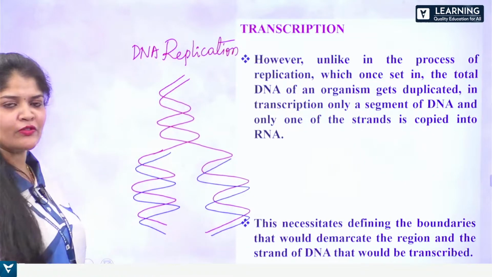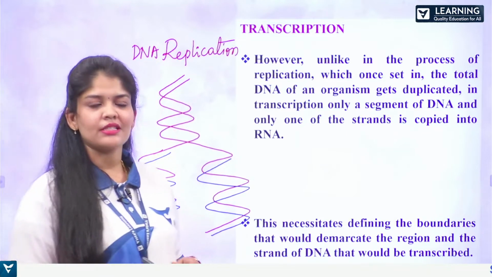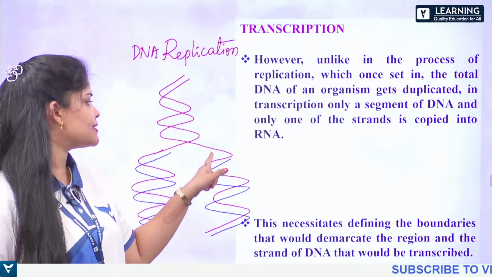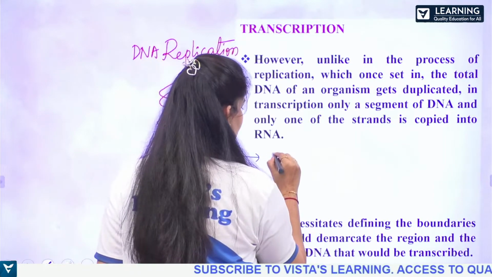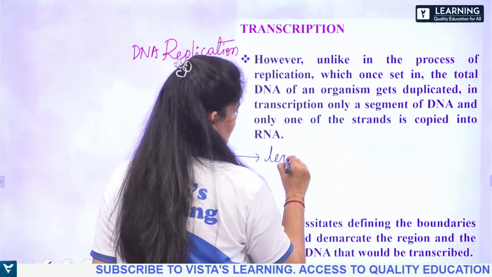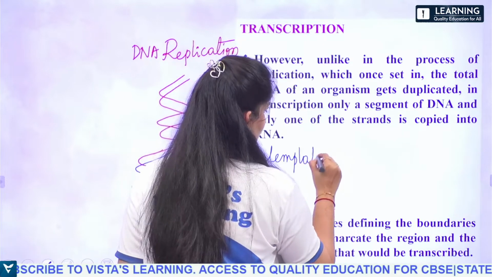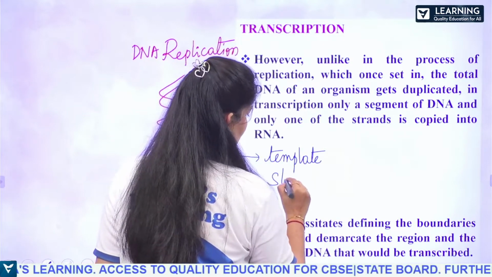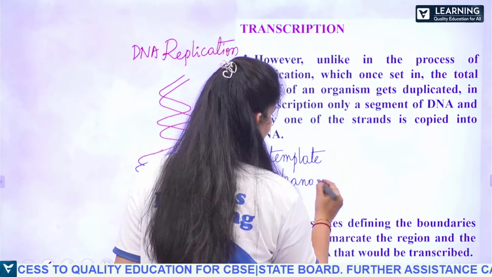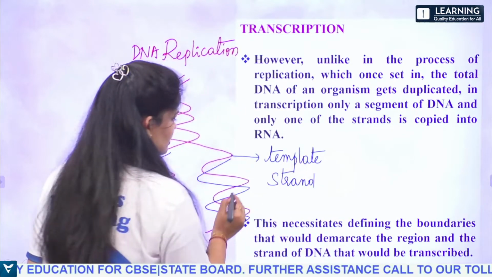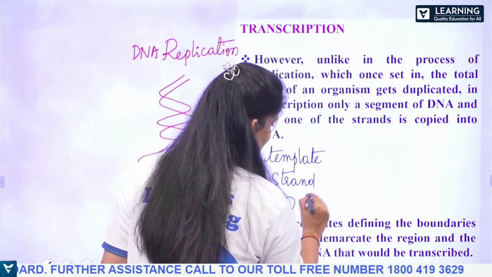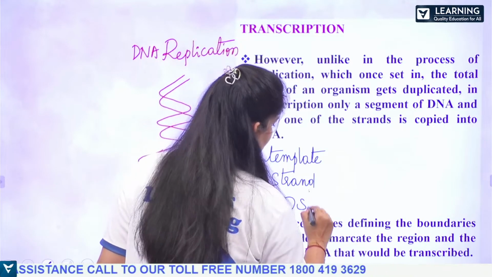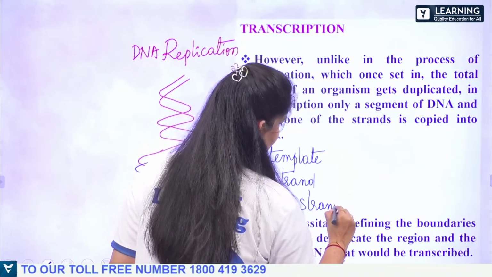This is how the formation of the daughter DNA takes place, by taking the parental strand as a template strand. This is a template strand, and this is a newly formed strand.